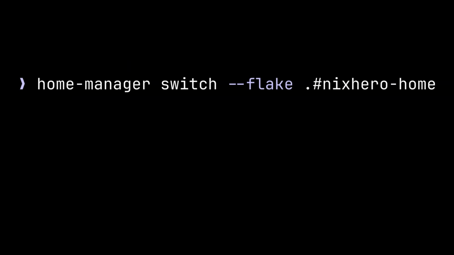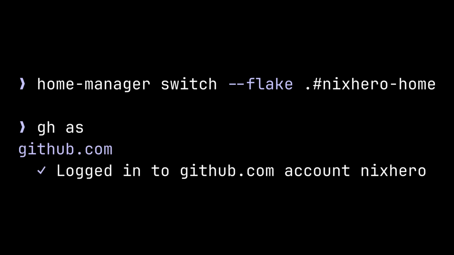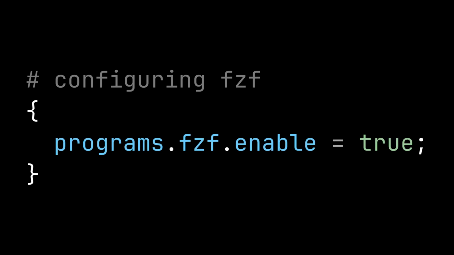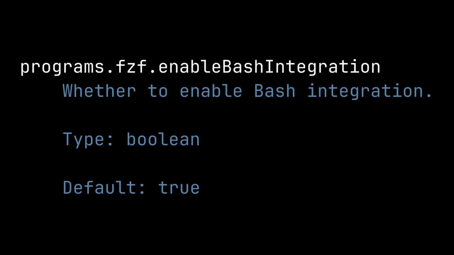The command should run successfully and you should still be able to run ghas command. So let's configure the FZF program as another example. Let's enable it with the programs.fzf.enable option. If you take a look at another option on programs.fzf, we can see the enable bash integration option, which is set to true by default.